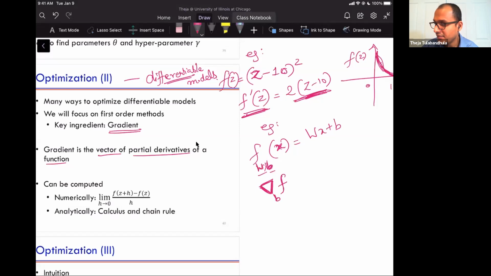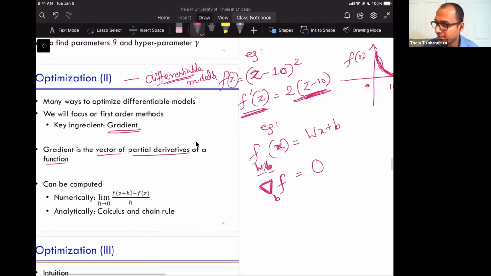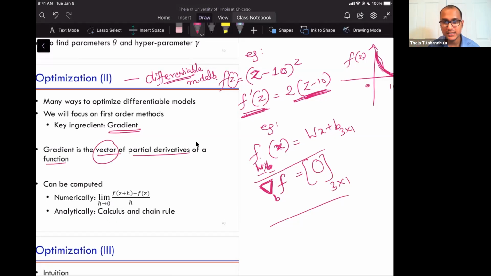The gradient of this function itself is actually 0, because this function of b is just equal to b, so there's no rate of change with respect to b. But this is a vector of dimension, let's say, 3 cross 1. If b is 3 cross 1, this is going to be a vector of dimension 3 cross 1. That's what I meant by a vector. But let's not worry about vector gradient for now.